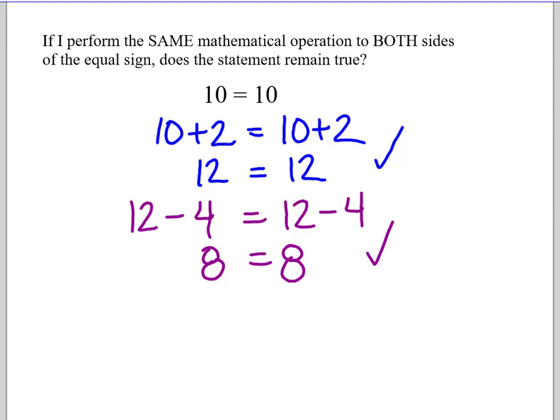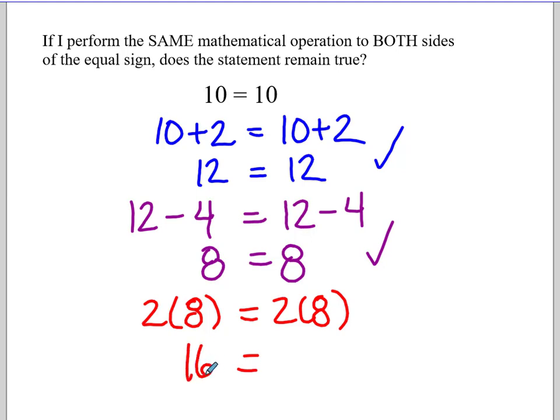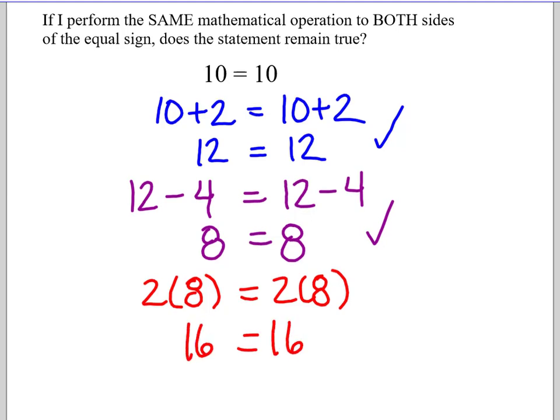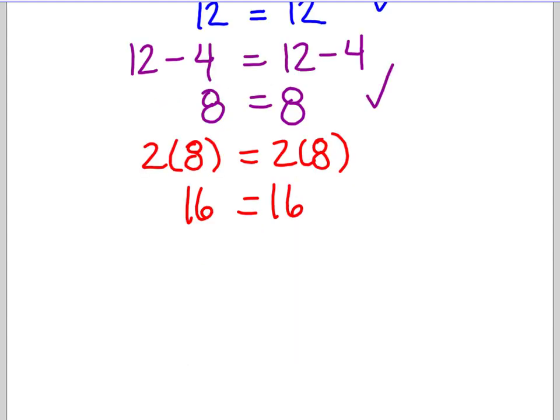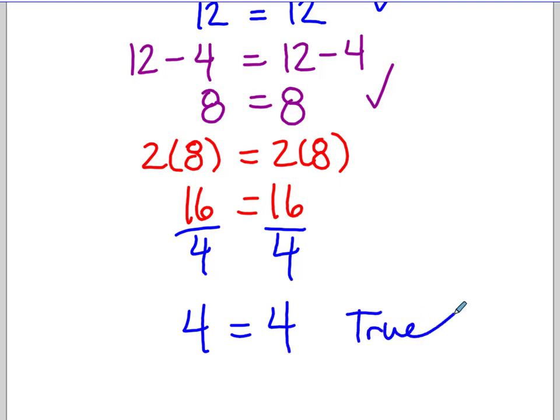I'm going to multiply both sides by 2. Am I still equal? Absolutely. And then just to make sure we're being fair to all of our operations, the last one would be, can I divide both sides by 4? And if I do, I get 4 equals 4. The statement is still true. So as long as I do the exact same operation on both sides of the equation, that's the key. I maintain my equality. That's really, really important.